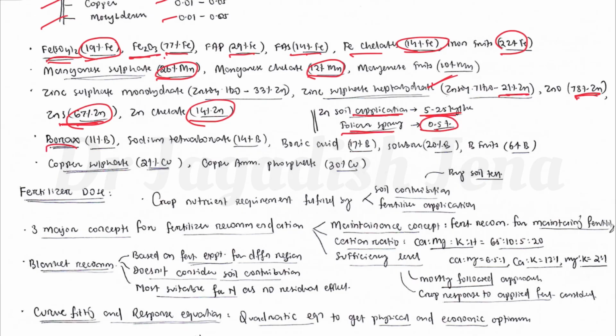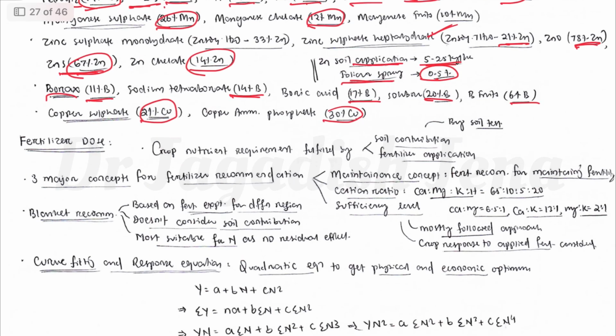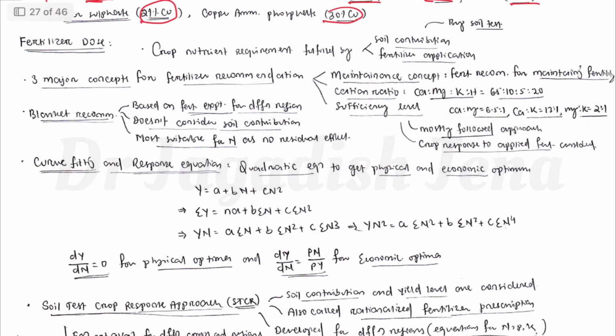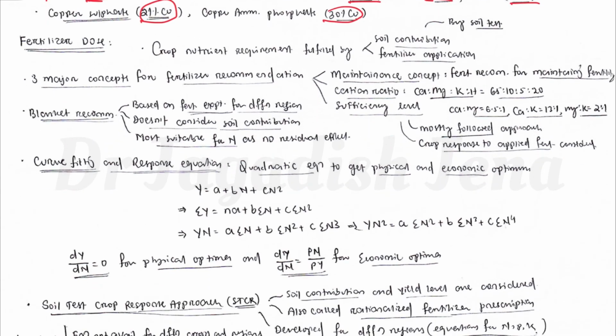Then borax contains 11% boron. Sodium tetraborate contains 14% boron. Boric acid contains 17% boron. Solubor contains 20% boron. Boron frits contain 6% boron. Copper sulfate contains 21% copper. Copper ammonium phosphate contains 31% copper. Now this is all about micronutrient fertilizer, and we have also covered phosphatic and potassic fertilizer here.